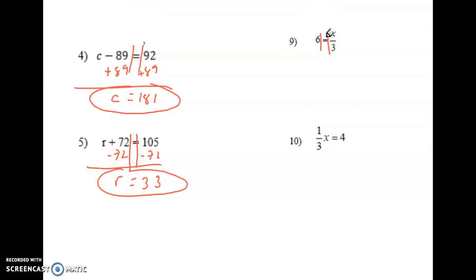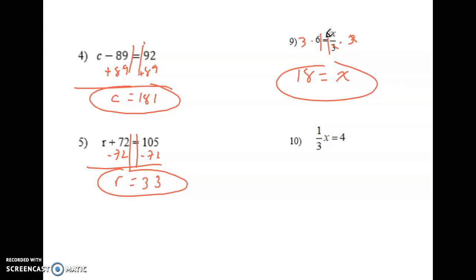Number 9, draw my wall. The opposite of dividing by 3 is to multiply both sides by 3. It's whatever the x wants to get rid of. The 3s cross simplify. x is left on the right-hand side. 6 times 3 is 18. And if you check, 18 divided by 3 gives me 6.